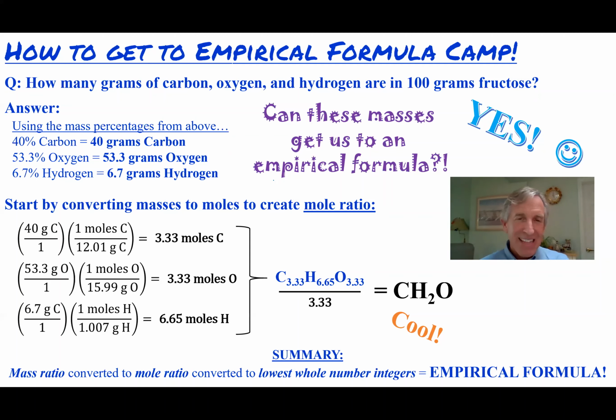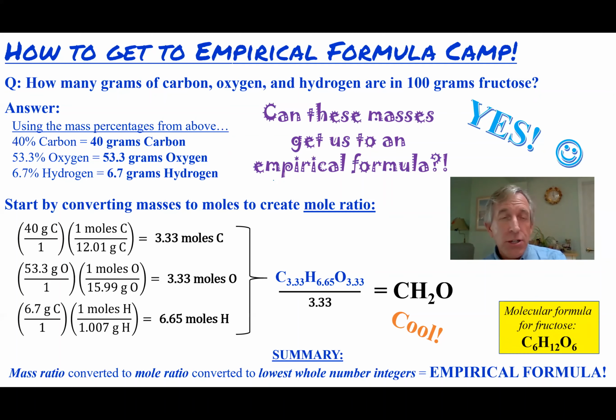Woohoo! Well, if you really want to know the molecular formula for fructose, it is some whole number integer higher than CH2O. Fructose is a sugar, which is known to have a formula of C6H12O6. Notice it's 6 times more than the empirical formula. And so we would have to give you information about that molecular formula, like that molecular formula's molar mass, for you to compare it to the molar mass of your empirical formula. You would need more information.